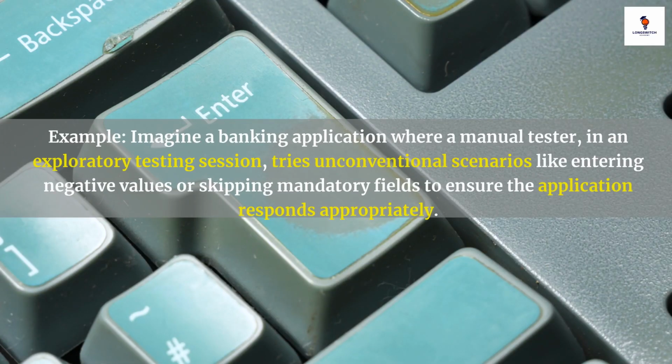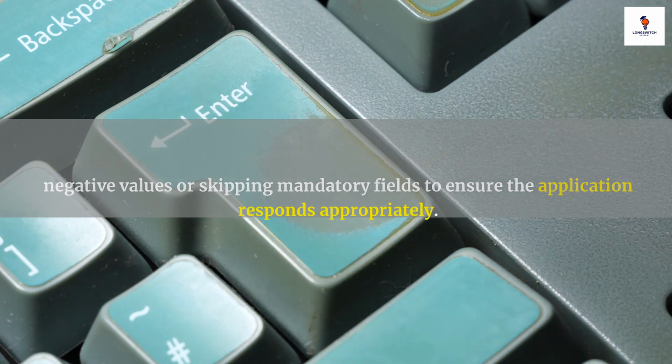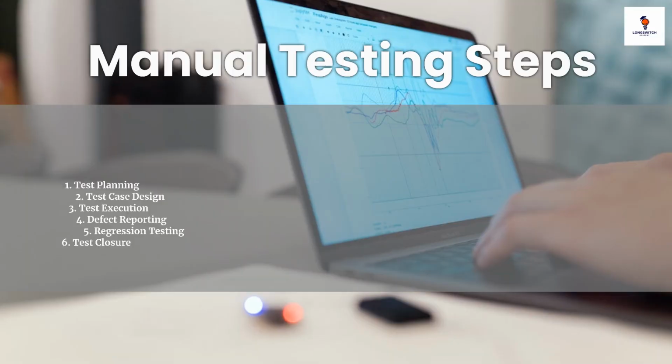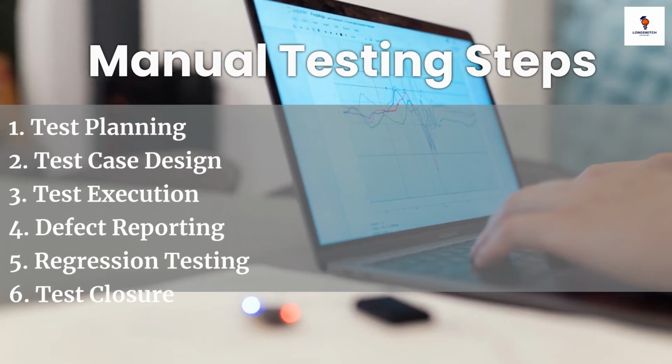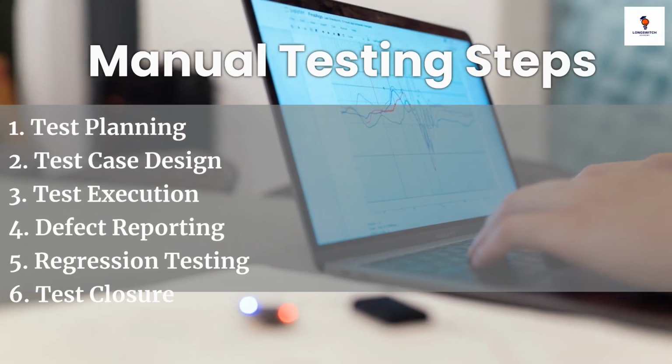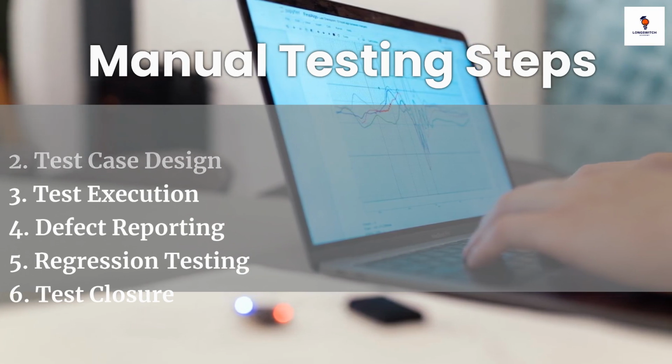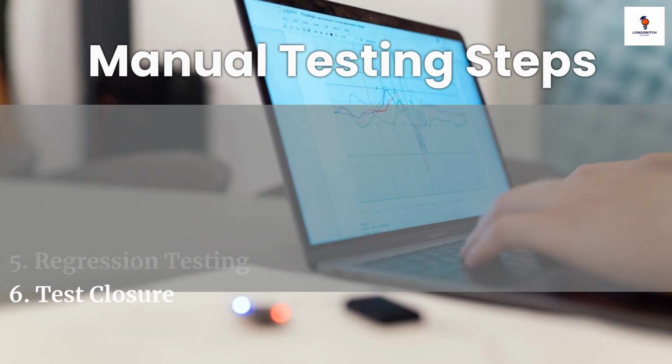Example: imagine a banking application where a manual tester, in an exploratory testing session, tries unconventional scenarios like entering negative values or skipping mandatory fields to ensure the application responds appropriately. Now let's take a look at the manual testing steps. 1. Test planning, 2. Test case design, 3. Test execution, 4. Defect reporting, 5. Regression testing, 6. Test closure.